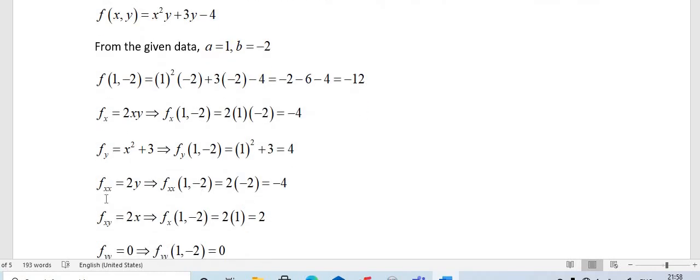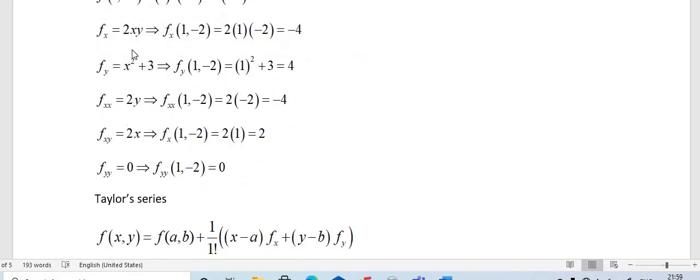Similarly, find out f double x, that means partial differentiation of fx with respect to x. So, with respect to x means 2y constant, for x 1. So, we are going to get 2y. Find out fxx at 1 comma minus 2. The value is minus 4.